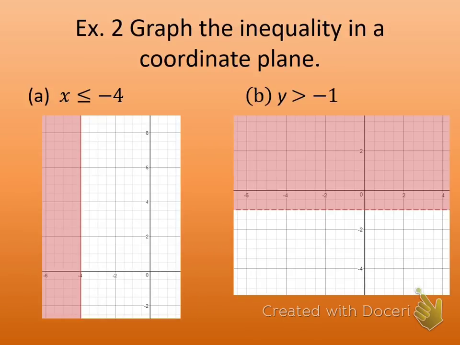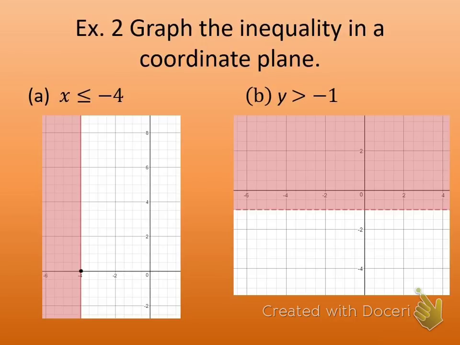Now this is what your graph should look like. If I graph the line x is equal to -4, I am going left to -4 on my x-axis. I'm plotting a point, and since this is a vertical line, I don't really have to have 3 other points. All right?